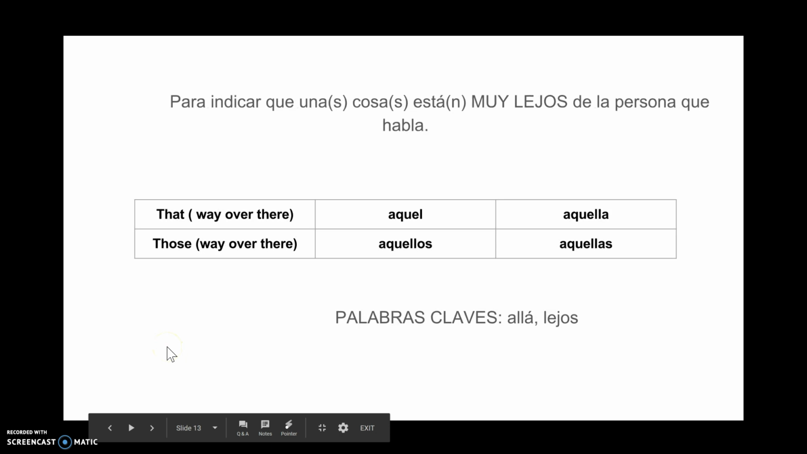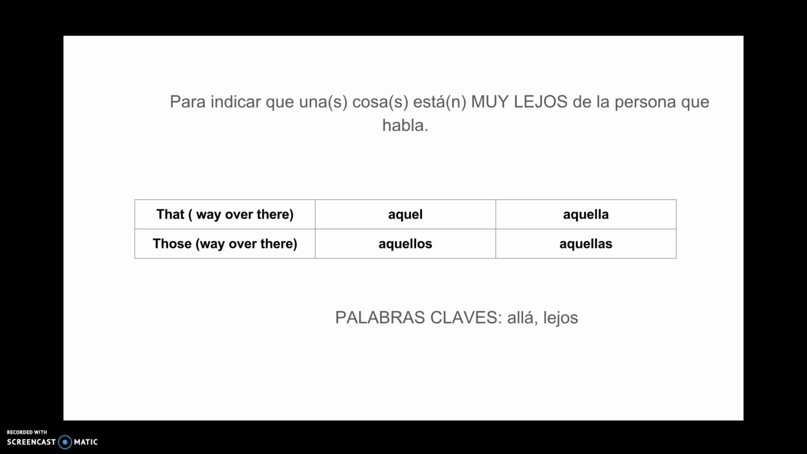Finalmente, tenemos estos adjetivos demostrativos that we use para indicar que una cosa está, o que unas cosas están muy lejos de la persona que habla. These words are used specifically to indicate something that is far away, that cannot be easily reached. So it can be something that's on the other side of a room, on the other side of a building, on the other side of the world. It depends on your interpretation. So the best way to translate this in English is that way over there and those way over there.